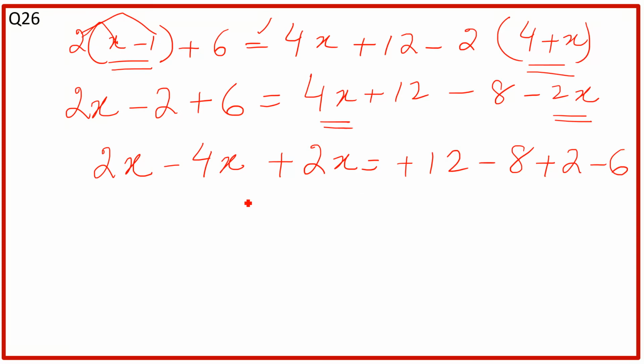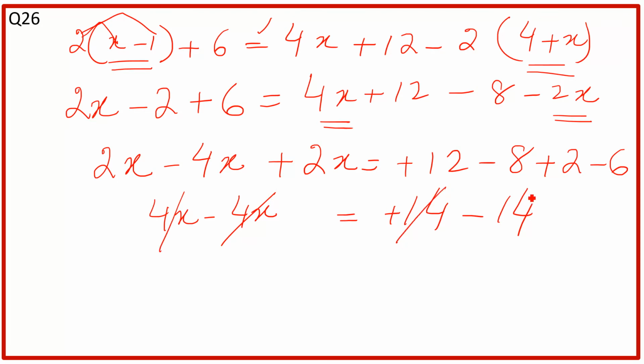So this is 2x and 2x, so it is positive 4x minus 4x, which is equal to, this is positive, this is positive. So this is 14 with the positive sign and 14 with the negative sign. So this will cancel each other, this positive and negative. 0 is equal to 0.